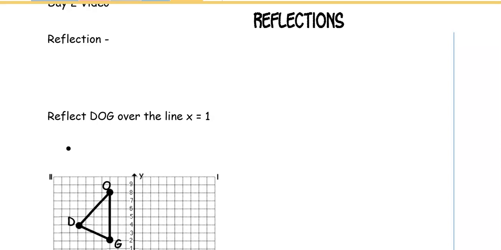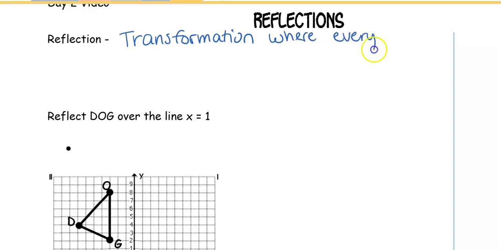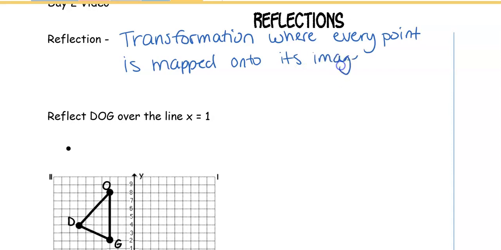Hello, today's video is going to be on reflections. So a reflection is a transformation. It's a transformation where every point is mapped onto its image over a line.